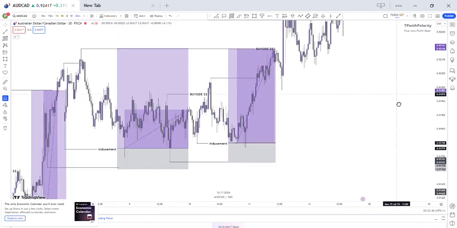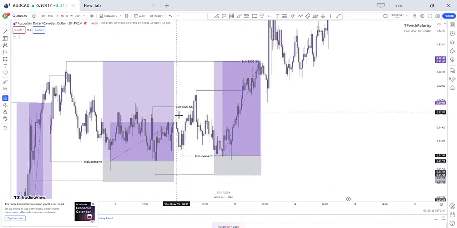Now see something, guys. A new liquidity gets taken out. This turns to my inducement. This turns to my protected low.